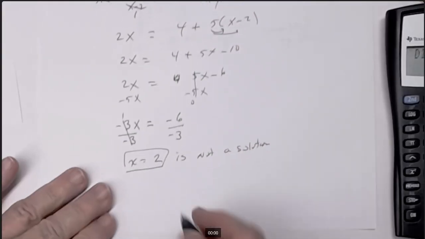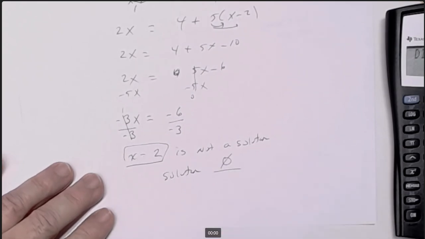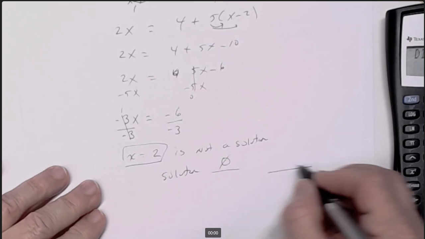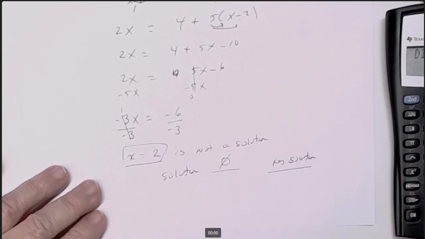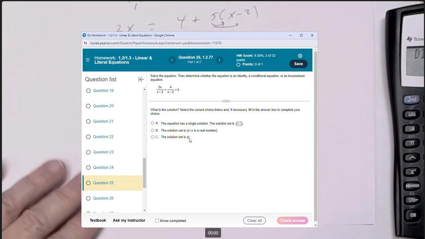Okay? And what some people will do is they'll say no solution, and that's fine. But in my lab, they're not asking for you to say no solution. They want you to actually say the empty set, which implies no solution. So you're going to do C like this. You're going to check your answer, and then you're well done.